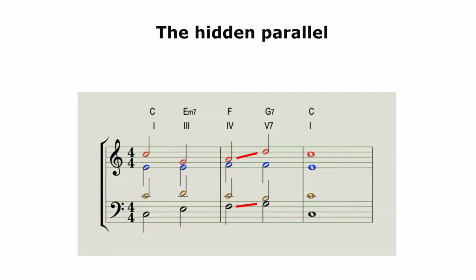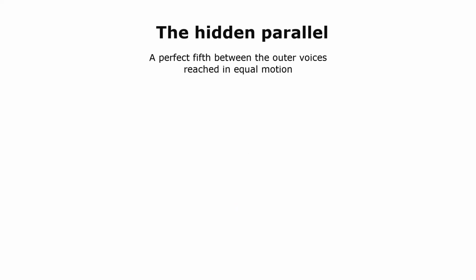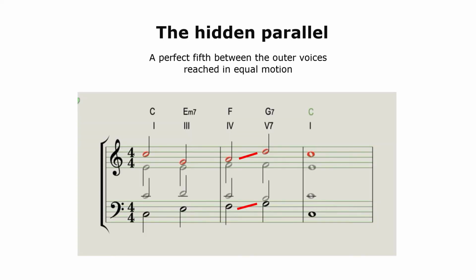Also disturbing is the so-called hidden parallel, which happens when the outer voices reach a perfect fifth in equal motion. At first hearing, perhaps this doesn't strike you, but when I mute the middle voices, you hear the two lines dropping into a very bold interval.